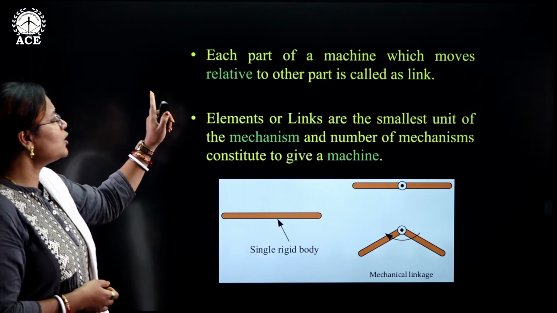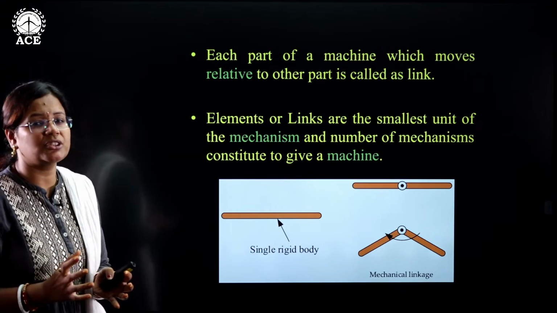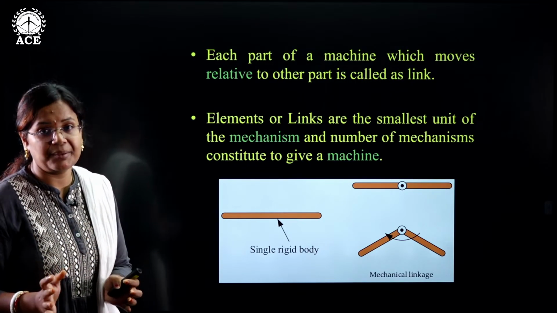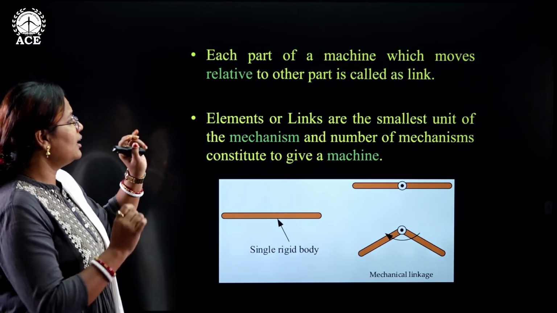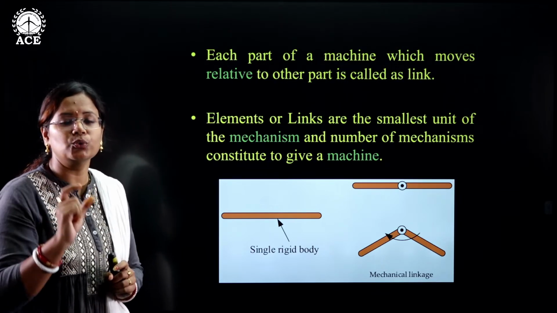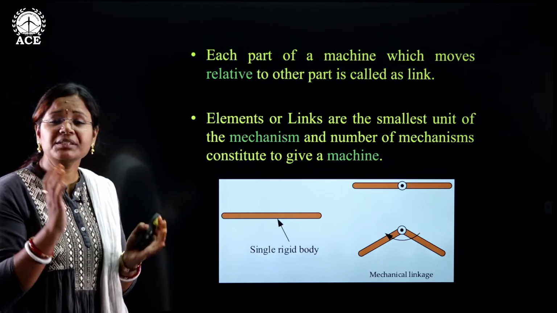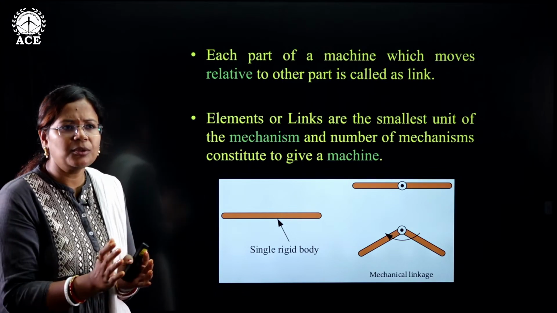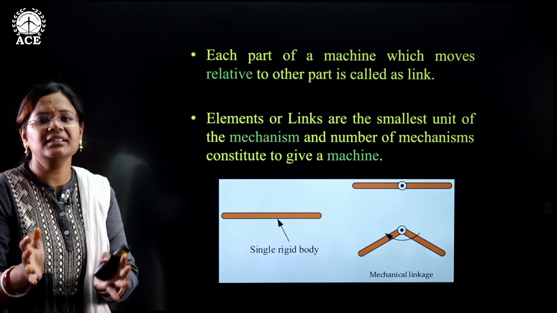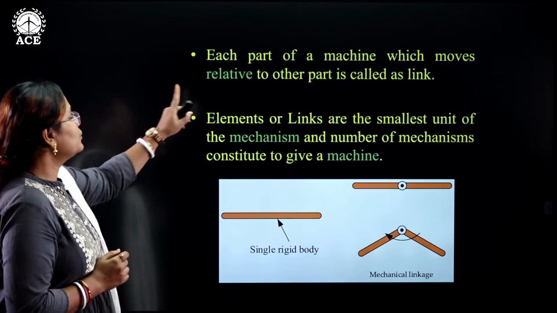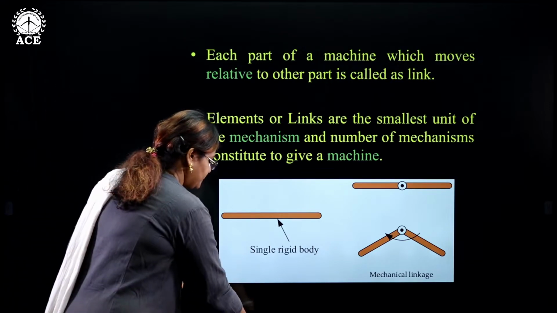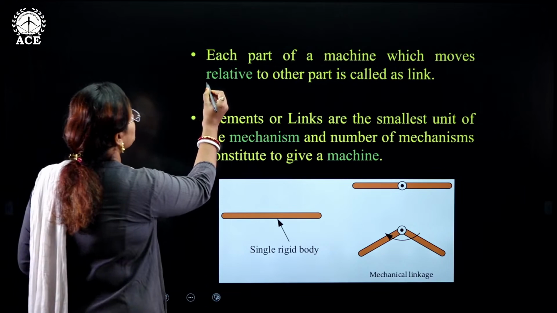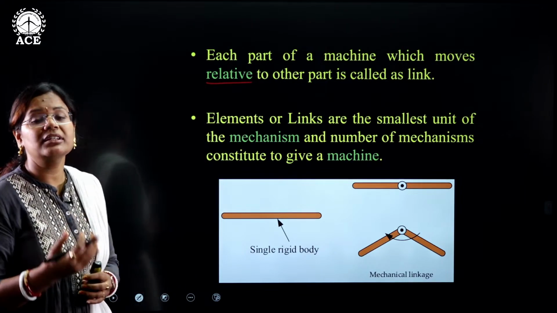So see, each part of the machine which moves relative to the others is called a link. Now, link and element are both the same. A link is nothing but one of the smallest units of a mechanism. Now, what is a mechanism? That is again a smallest unit of a machine. In other words, links make mechanisms, mechanisms make machines. See, here you can see a word called relative. Now what do you mean by relative?